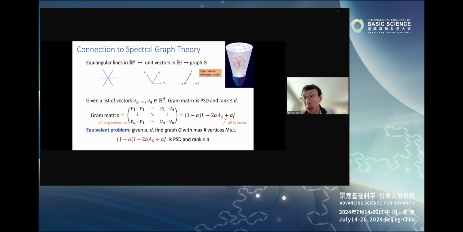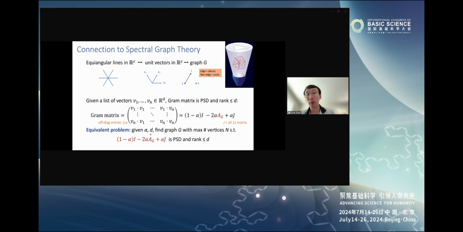This is all the information that one needs, because from this Gram matrix, we can do a Cholesky decomposition to refactor it into the original geometric data of the vectors, up to a rigid transformation. Okay. So this graph is really all that you need to remember, together with alpha and d.